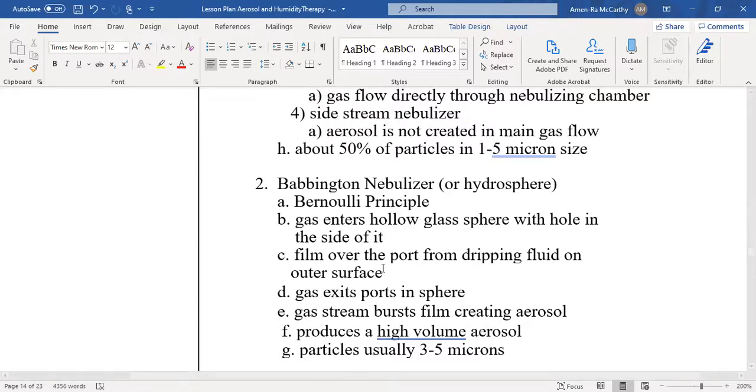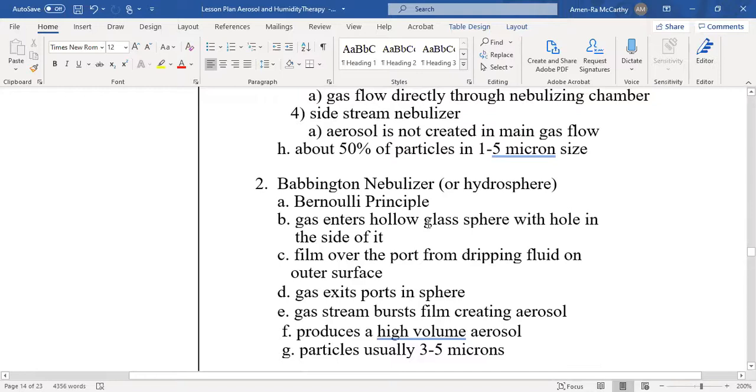Okay, that's pretty much it. Gas exits ports in the sphere, so like a little hole in the light bulb. Once the liquid you're trying to nebulize drips on the light bulb and coats it, when it gets to that hole, it sprays out. Simple, it's kind of like water running down your face by your mouth, and when it gets to your mouth, poof, it makes a spray. The same thing with the Babington. You never really see this, but that's a Babington nebulizer, also known as a hydrosphere.